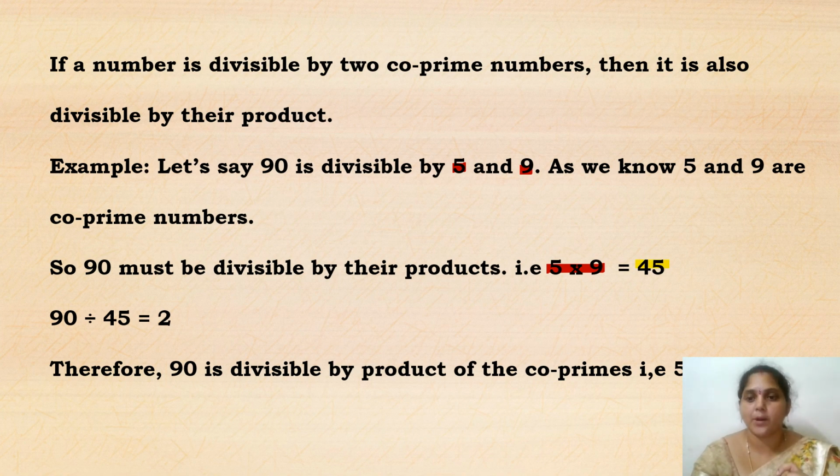So 45 is the product. When you divide 90 by the product, that is 45, you will get the answer 2. It is dividing exactly. So 90 is divisible by the product of the co-primes, that is 5 and 9. Understood? Take any number and the co-prime numbers for that number. When you multiply the two co-prime numbers, you get a product, and that product will divide the taken number exactly. So, the product of the co-prime numbers will divide the number we have taken.